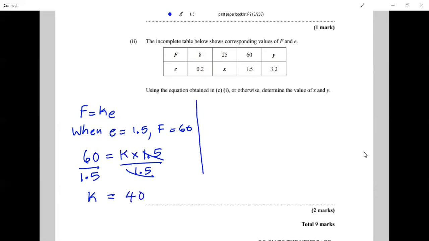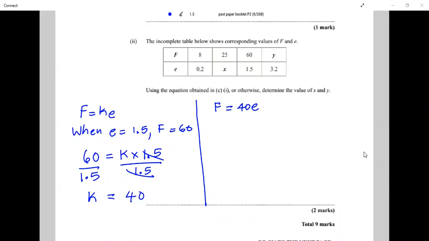So therefore, my equation is F is equal to 40E. F is equal to K multiplied by E, but K is what, 40? So F is equal to 40E. So step two says, you'll be given a value of E and F so that you can find K. Now, step three says, rewrite this equation and put in the value of K, which we just did. So the equation is F is equal to KE, but K is equal to 40. So we write F is equal to 40E.